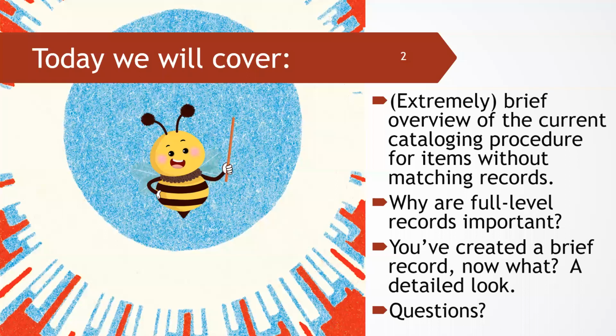In this video, we will look at what libraries currently do to report an item to RSA that lacks a matching record in either Workflows or OCLC Connection, if your library uses Connection, discuss why full-level records are important, cover in detail what happens once RSA is ready to upgrade your brief record to an OCLC full-level record, and what to do if you have questions.